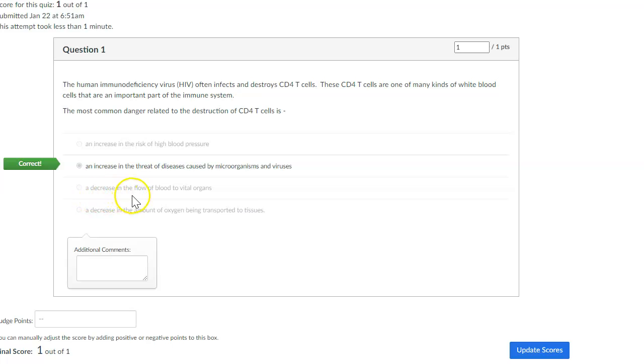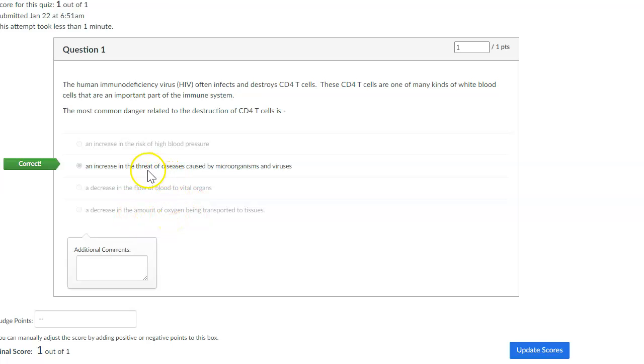It says a decrease in the flow of blood to vital organs. Again, the immune system doesn't have anything to do with the flow of blood. Okay, that's your circulatory system. So that isn't going to be affected by your immune system not working well. Same thing with this one, a decrease in the amount of oxygen being transported to tissues. So again, your immune system isn't the one that's regulating the amount of oxygen, okay?